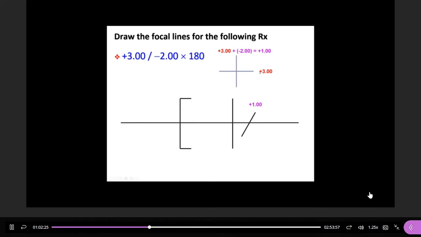So how do we draw this? This is plus 3. Is that in front of this one, or behind? Of course, because 3 is larger than 1, it should be behind, right here, right? 1, 2, 3, around here. So this is 3. So what axis? Because this one is 180, which axis is it? Vertical. So we draw a vertical line. Then we write plus 3.0. So this is how we draw the focal line for the prescriptions. This is needed to test in the examinations.